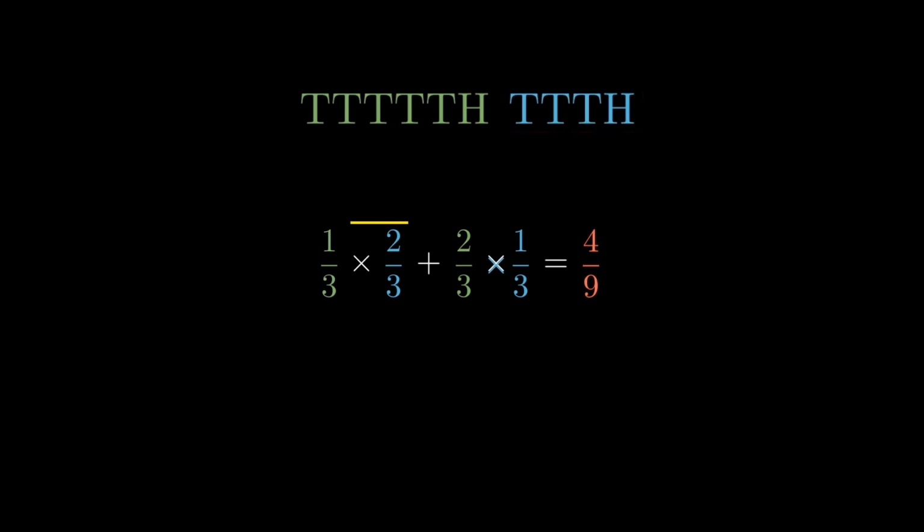The first term corresponds to the probability that the first block is of even length and the second block is of odd length. Similarly, the second term corresponds to the probability that the first block is of odd length and the second block is of even length. Hence, the answer is 4/9.